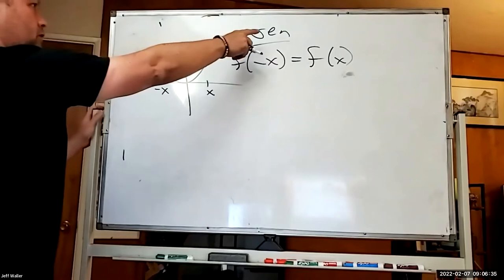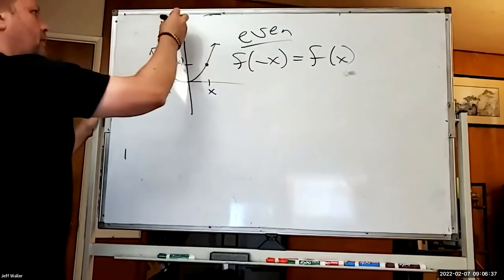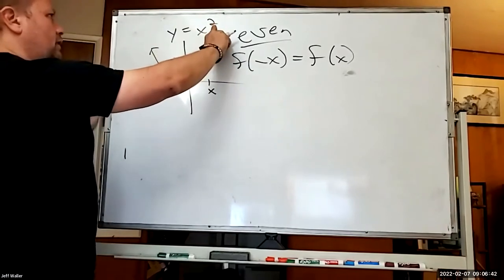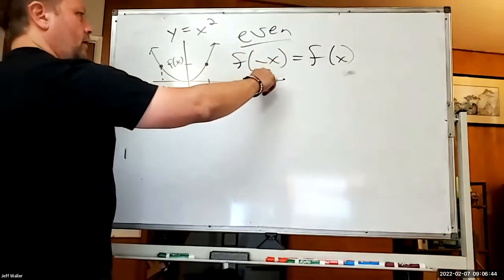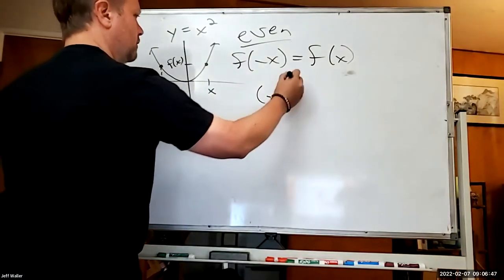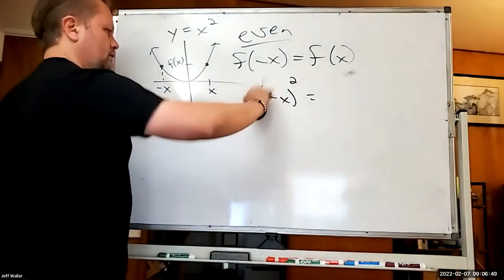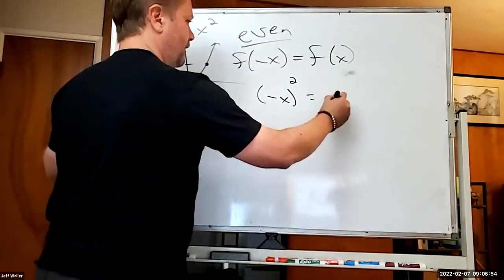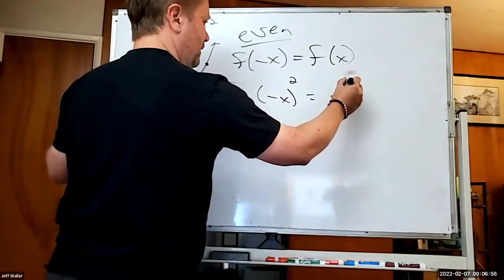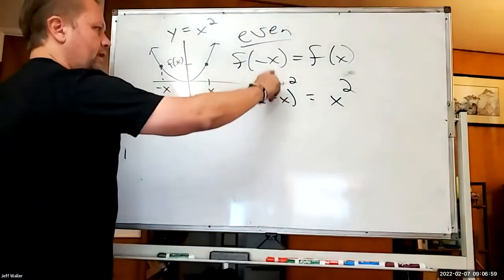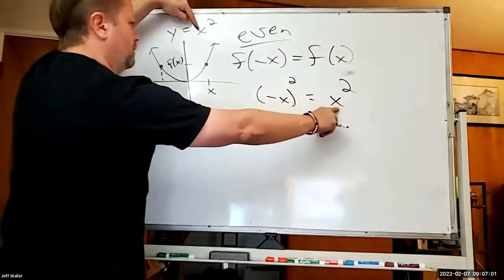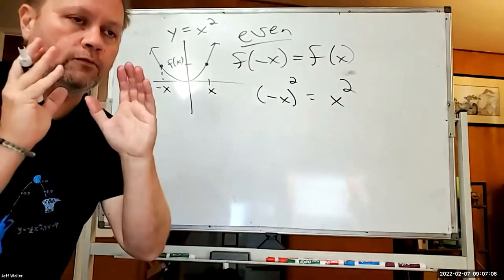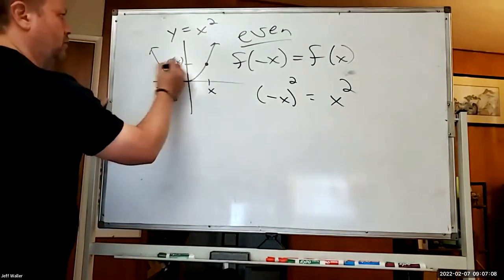So even symmetry, I think of a parabola, and this is a way to see why we call it even symmetry, as an even power. And of course, isn't this true for this? What's negative x, whole thing squared? x squared. There we go. So when you plug a negative x into the function, it becomes itself again. That's the basic definition of an even function. And visually, it's symmetric with the y-axis.